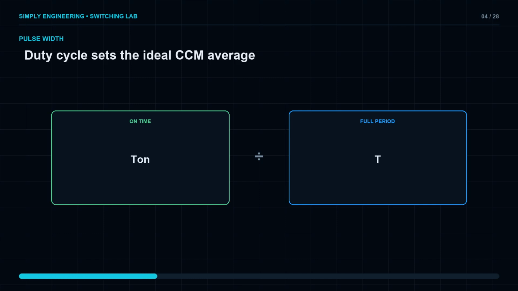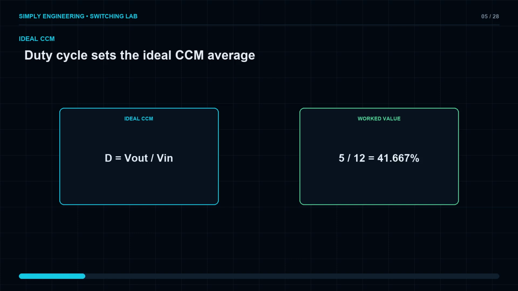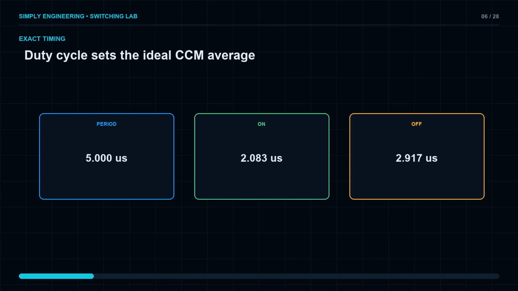Duty cycle is on time divided by 1 complete switching period. For ideal steady-state CCM, 5/12 gives 41.7%. 1 period is 5 microseconds, so on time is 2.08.